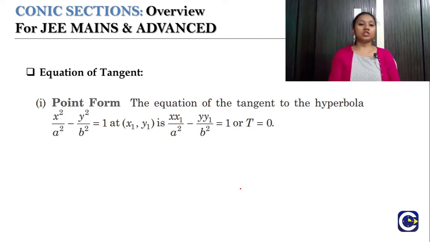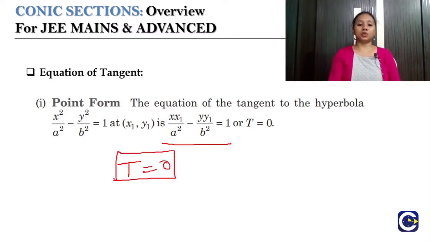The first one is the point form of writing the equation of the tangent. The equation of the tangent to the hyperbola at a point x1, y1 is xx1 by a square minus yy1 by b square is equal to 1. That means for the point form, the condition to write the equation of the tangent is T equal to 0.